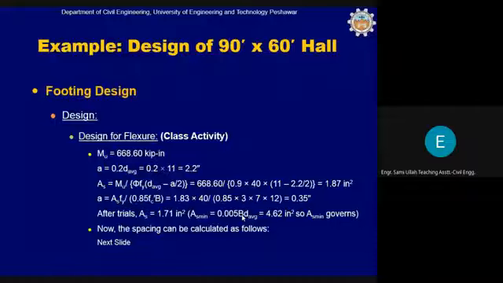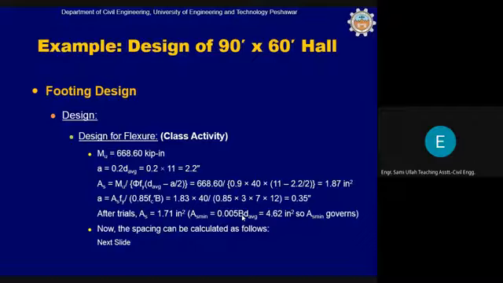Because if anything happens to the footing, it becomes very, very difficult to rectify the problem. The remedy is very difficult. You will have to excavate the footing, and in order to correct the problem, a lot of effort will be required. So it is better to provide more reinforcement in the case of isolated column footing, which is 0.005 BD average, 4.62.